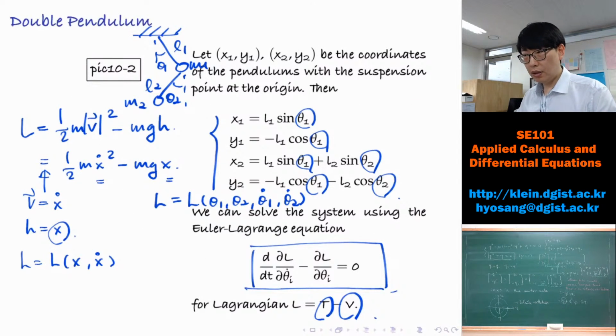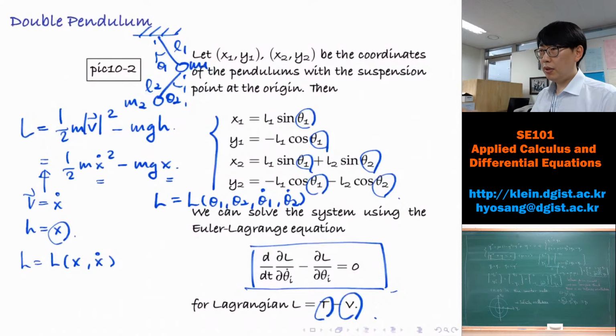Okay, so let me explain the double pendulum again. The Lagrangian is kinetic energy minus potential energy. Kinetic energy depends on the position and the velocity, so it's a function of x and x dot. Potential energy only depends on the position, so it's a function of x. So the Lagrangian itself is a function of position and velocity, so it's a function of x and x dot.